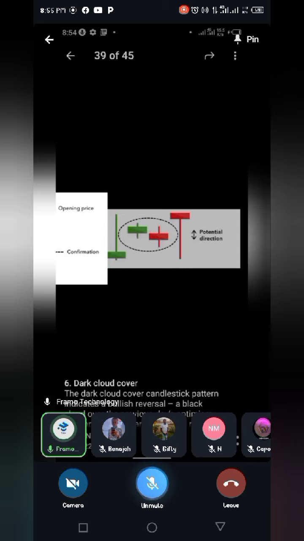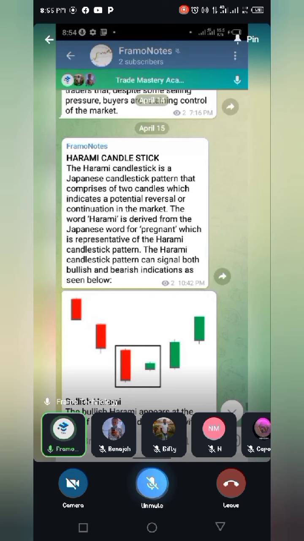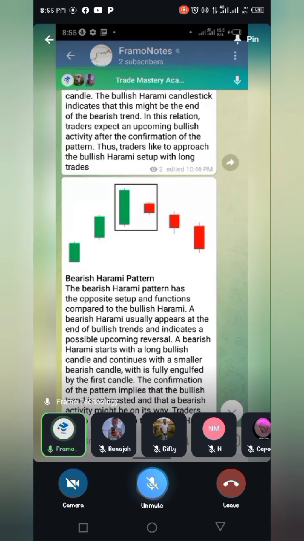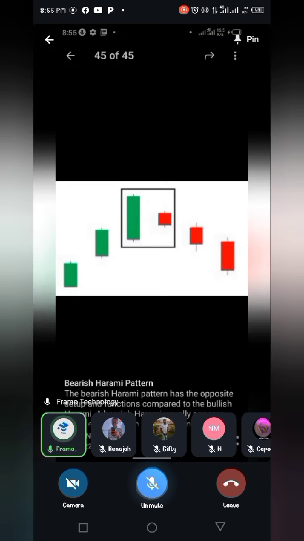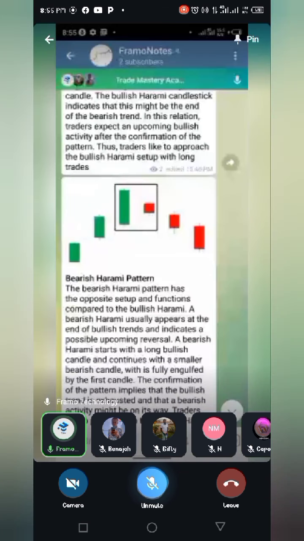Then the next one is the Harami. We said in the bullish Harami, we have bearish Harami. A long green candlestick, and then a small red candlestick, and it looks like the green has impregnated the red candlestick. I hope that is clear. That is bearish Harami. It has reversed the trend from upward to downward.